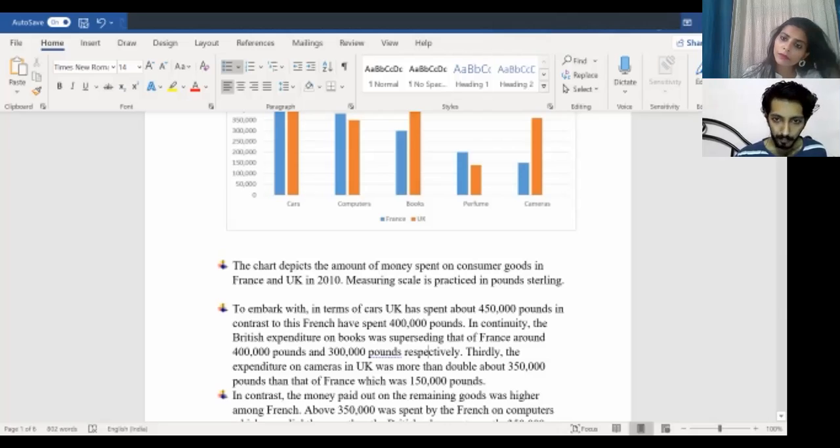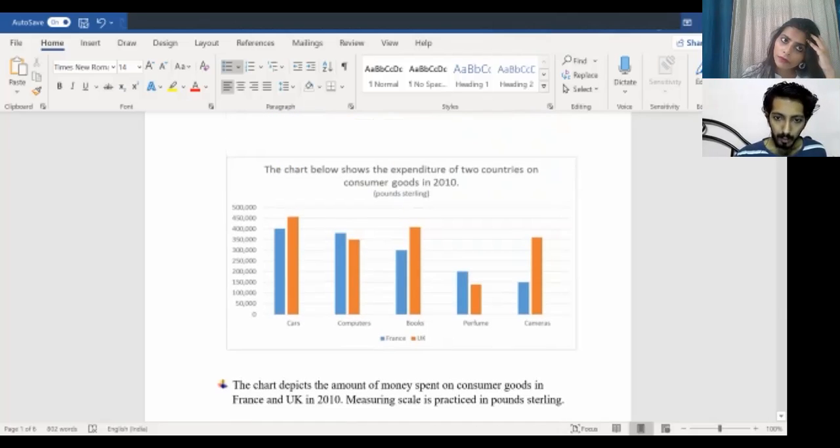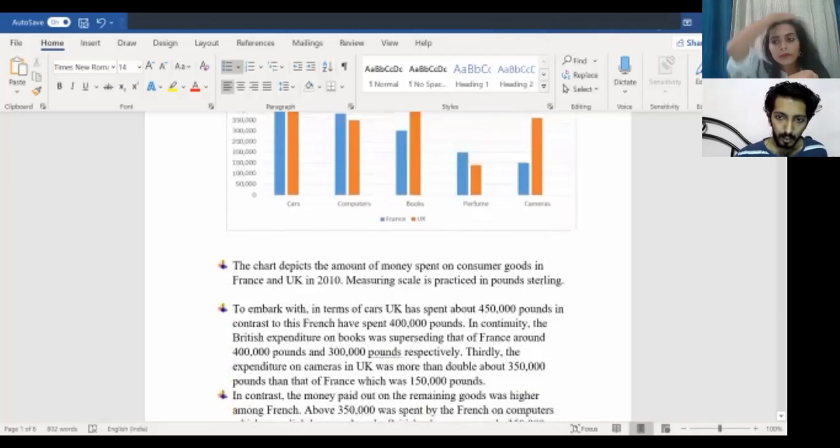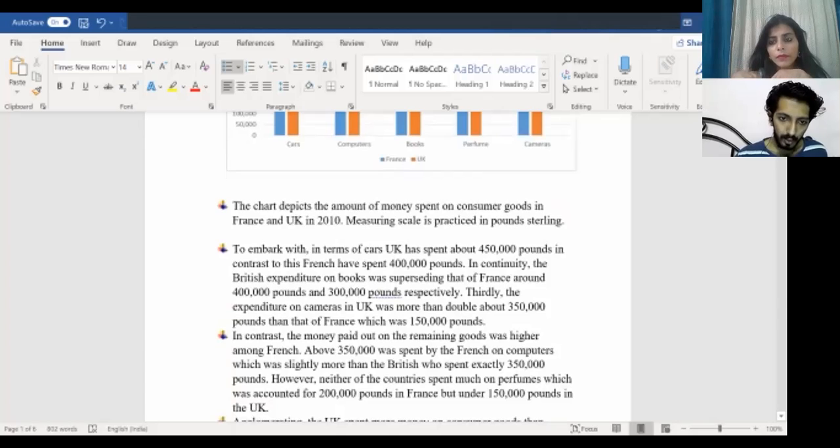One more thing. So the measuring scale is in pounds, right? So you can do this. You can write pounds, or you could just make the sign of pound. Okay, if you know how to do that perfectly, then you can make the sign.